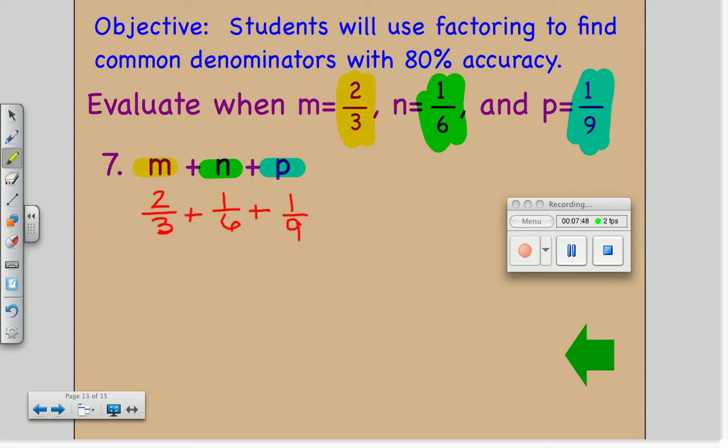So what's the next multiple of 9? 18? Let's try 18 then. 3, 6, 9, 12, 15, 18. Yes, 18 will work here. Will 18 work here? 6, 12, 18. Yes. And will 18 work here? 9, 18. Yep. So we're going to change them all to 18.